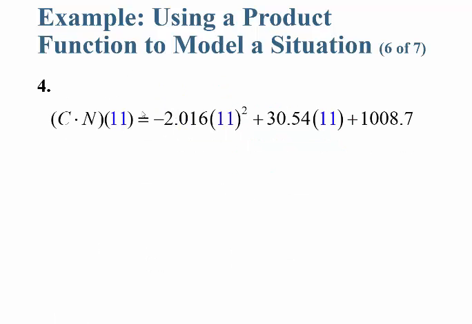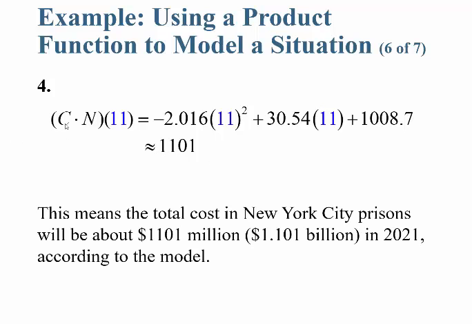What is C times N of 11? Well, if you plug 11 in here and simplify, you end up getting 1,101. So this actually tells us the total cost of New York City prisons, because it's cost per inmate times the number of inmates. So this means the total cost in New York City prisons will be about 1,101 million, which ends up being 1.101 billion in 2021, according to this model, which is crazy. So that means that New York City is going to be spending over $1 billion on its prisons in 2021.